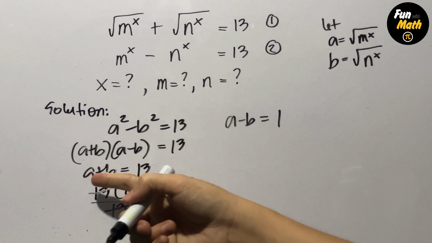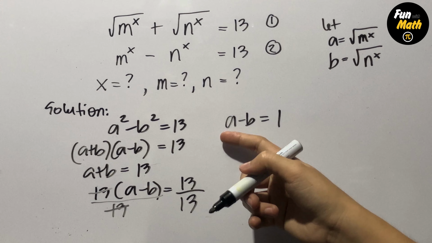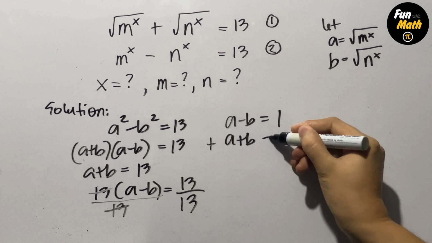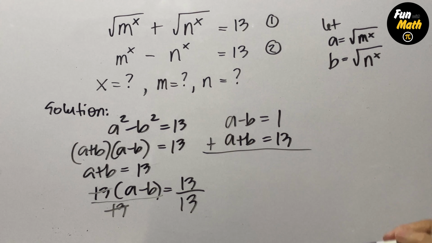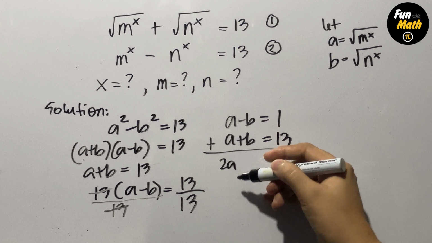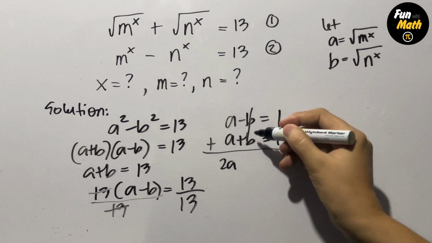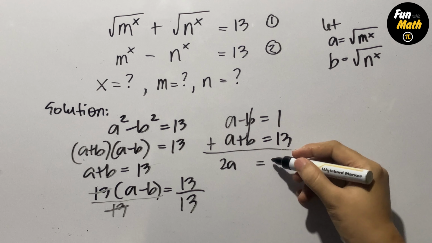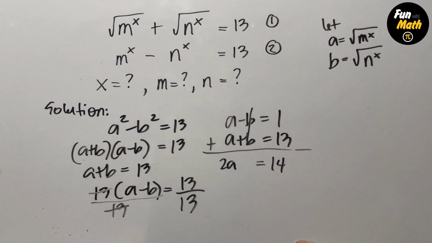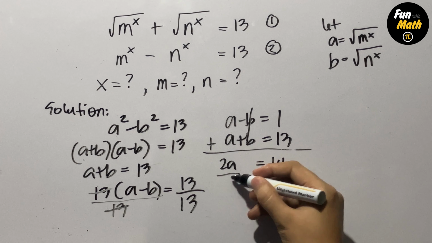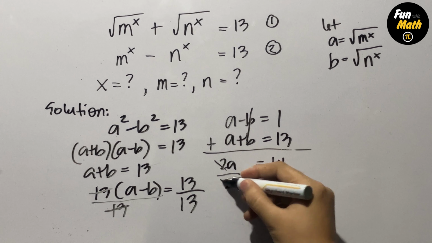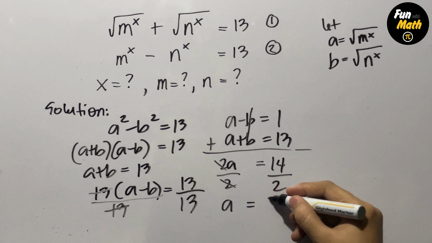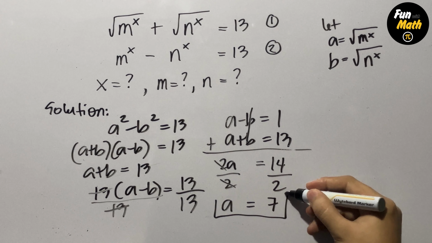And for our equation a plus b is equal to 13, we can add a minus b equals 1. So a plus a, that is 2a. Negative b plus b, this is cancelled, equivalent to 0. Equals 1 plus 13, that is 14. Now, we can divide both sides by 2. So this is cancelled, and we're left with a equals 14 divided by 2, that is 7. So a is equal to 7.